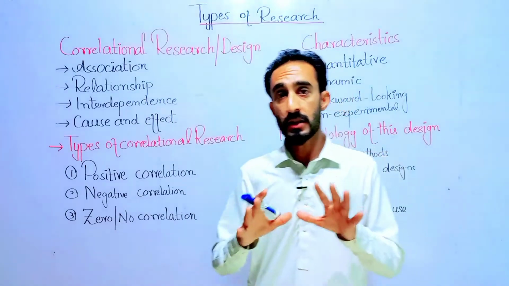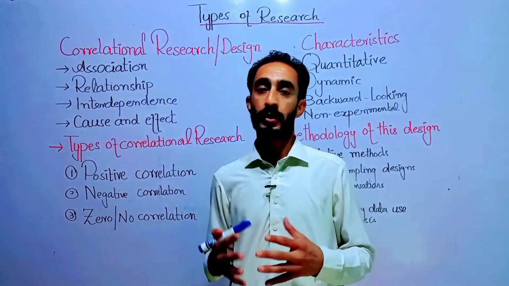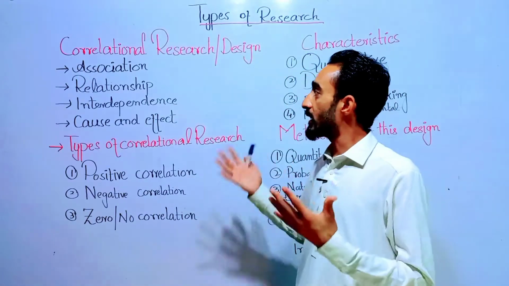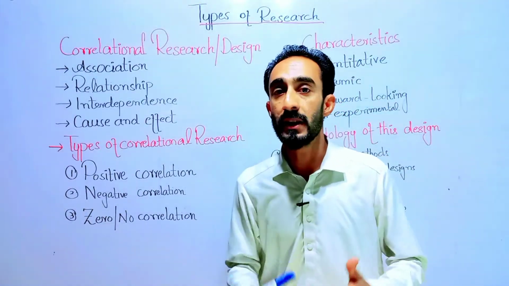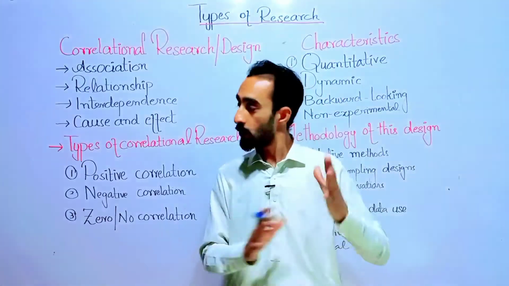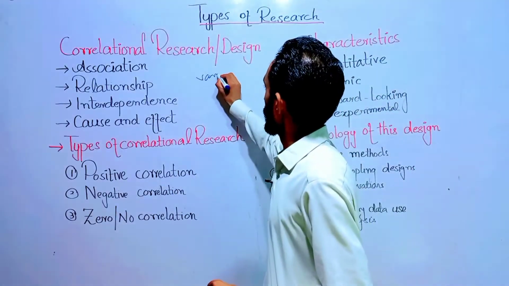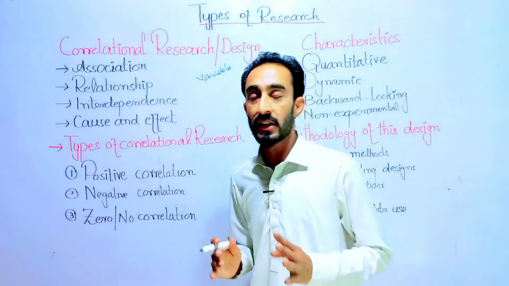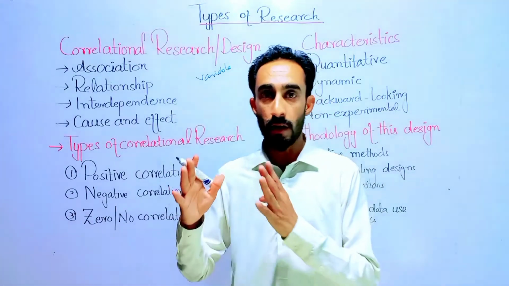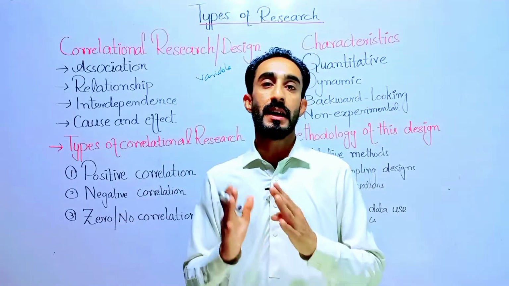Basically, correlational research design is a type of research design in which we seek to find out the association, the relationship and interdependence between one or two variables. But first, let's know what a variable is. A variable is anything that changes from time to time, from situation to situation, from place to place, from one context to another context.